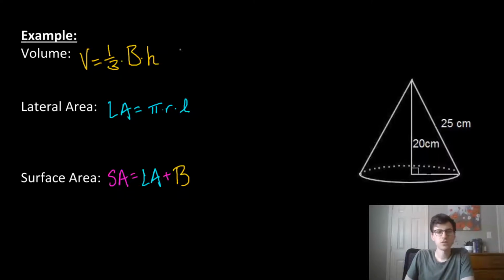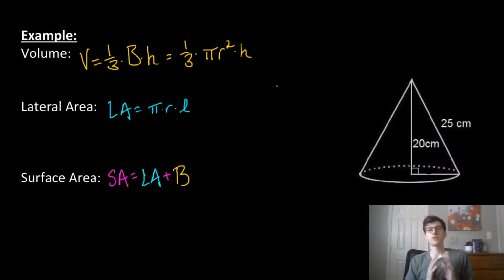And even if we take this formula a step further, because we know the shape of our base is a circle, the area of the base is pi r squared, meaning that the volume is 1/3 times pi r squared times height. So even between volume and lateral area, they both use the radius. So now that we have all these formulas down, let's look at our cone and see what it gives us.